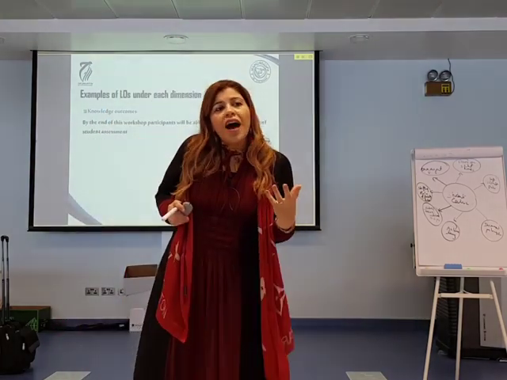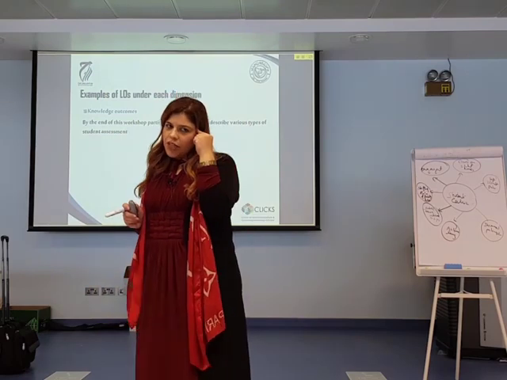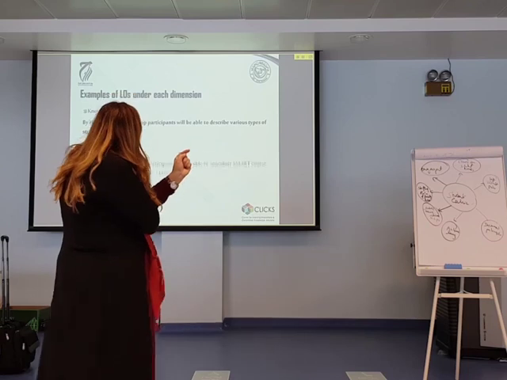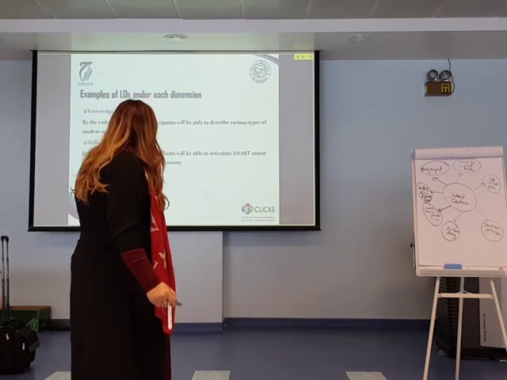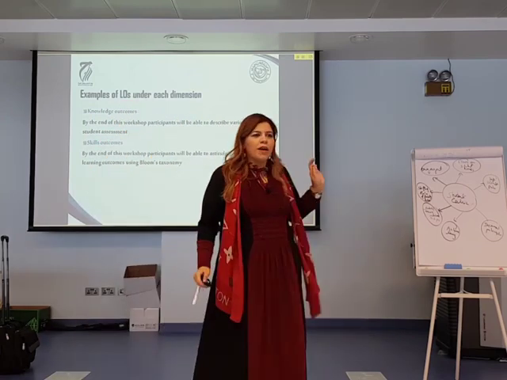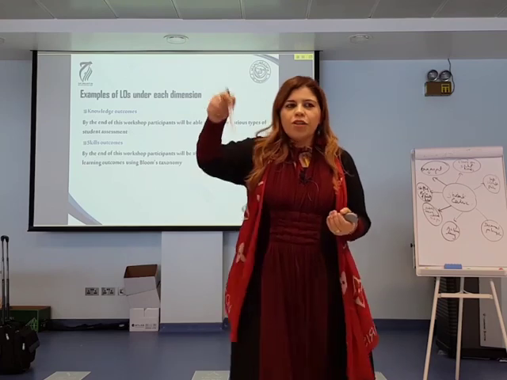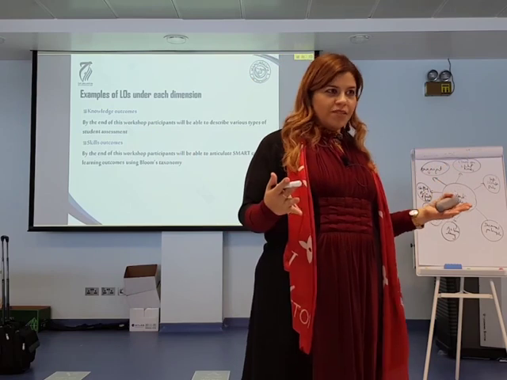But if I wanted to have a skill outcome, it means that you have the knowledge, and the next level is to be able to apply it. So an example would be that by the end of this workshop, you will be able to articulate SMART learning outcomes using Bloom's taxonomy. Which means you have the knowledge about Bloom's taxonomy, but you are able to write a SMART learning outcome for the courses that you are teaching.